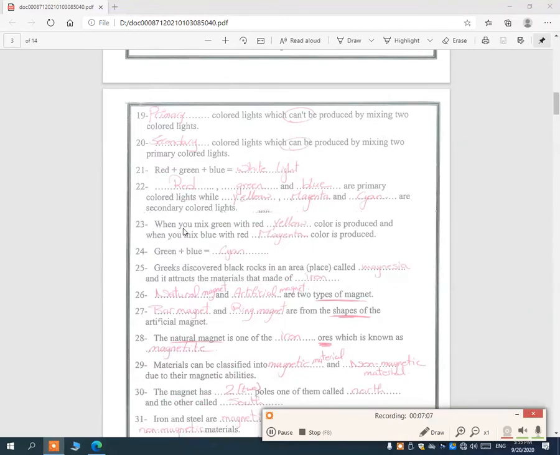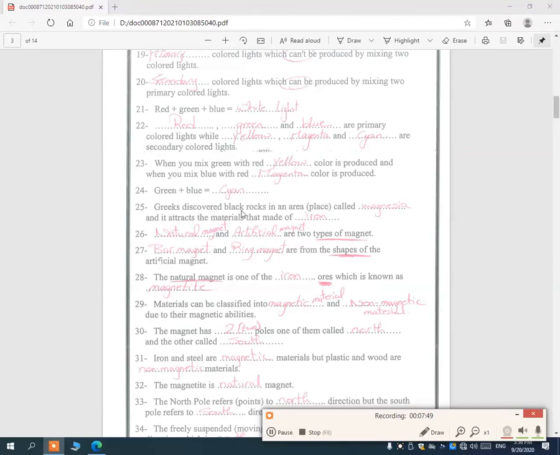Number 23, when you mix green with red, you will get yellow. When you mix blue with red, you will produce magenta. Blue plus red equal magenta. Number 24, green plus blue equal cyan. Green plus blue equal cyan.